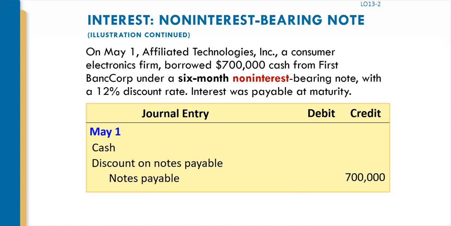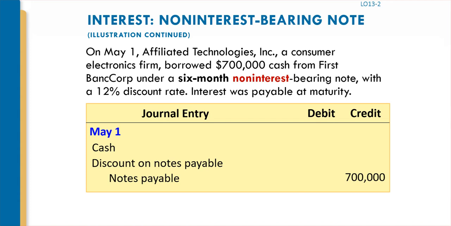But when we agree to pay, Affiliated Technologies agrees to pay $700,000 in the future. First Bancorp is going to say, yeah, you can pay me $700,000 in the future, but I still want interest. So instead of paying interest in the future as an interest expense item like we had in the previous example, they're going to cut it out of the amount they pay us in the beginning. They are not going to give us the full $700,000.